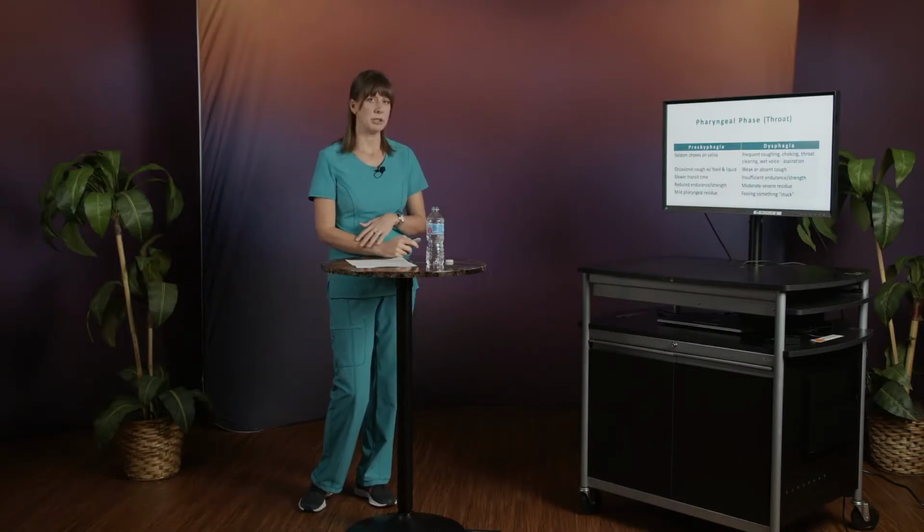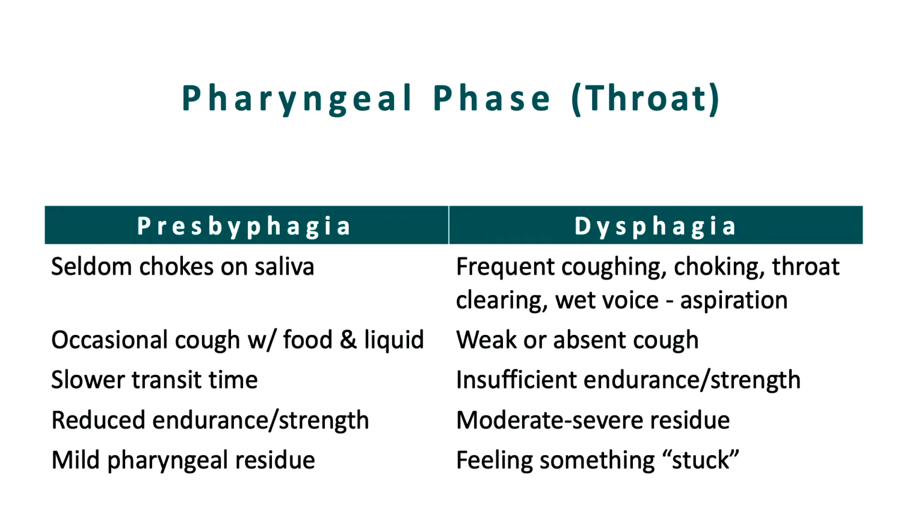Now looking at the pharyngeal phase, the throat. Somebody with presbyphagia, generally, they might choke on saliva once in a while, but it's not all the time. They might have an occasional cough while they're eating and drinking. Usually that's due to distractions.